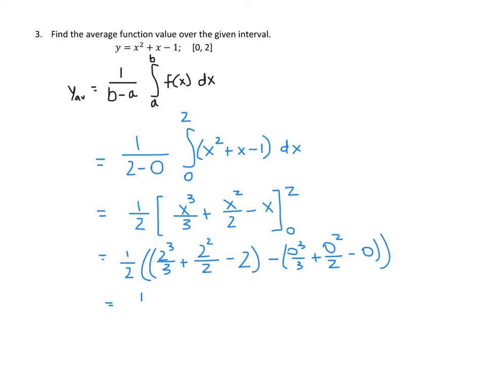So we're going to have 1/2 times, then we have a 2 cubed, which is 8, so we have 8/3, plus 2 squared, which is 4. 4 over 2 is 2, minus 2. And then the rest of this, we subtract from that. All of this is going to be just 0. 0 plus 0 minus 0.